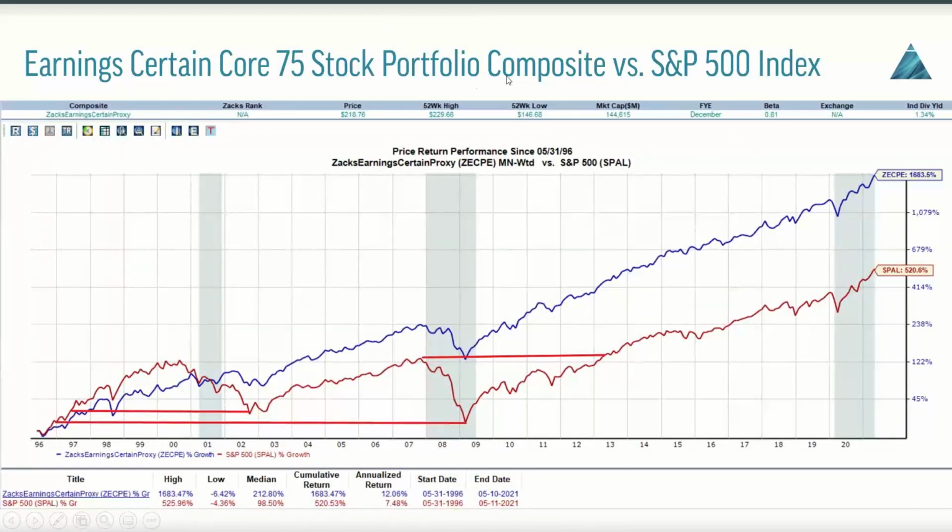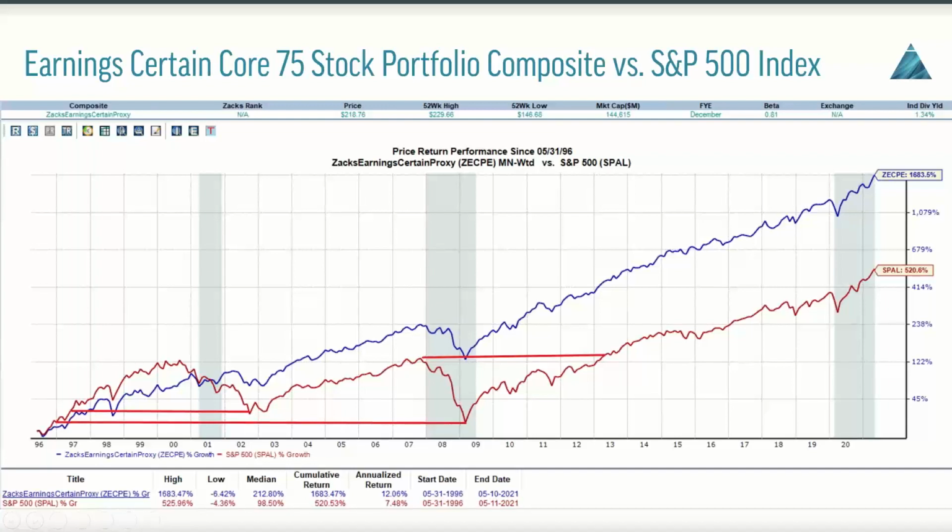Earnings Certain core 75 stock composite versus the S&P 500 index. Again, the performance, what does this all mean? We spoke about this last week. I won't dig into it too much, but again, it's all about protecting those client assets during those turbulent times. And you can see how much of the returns are given up by the S&P 500 every time we go through a recession. You're giving up literally 5 to 10 years worth of returns.